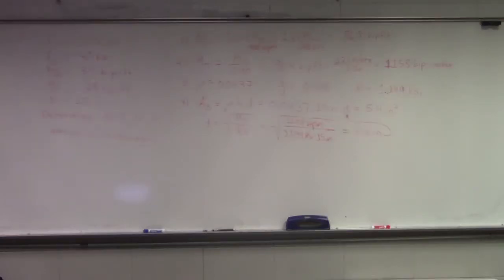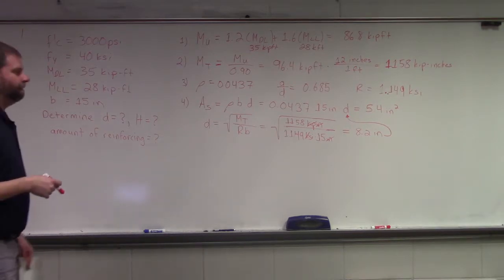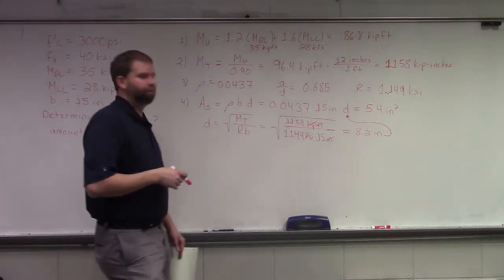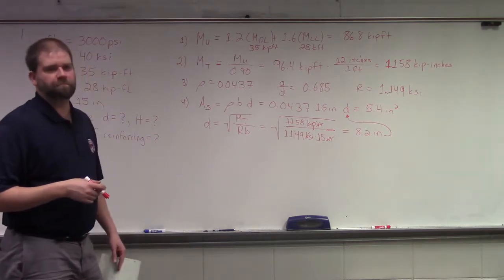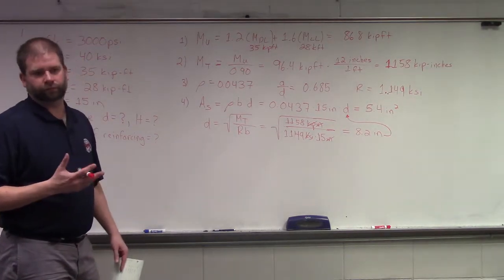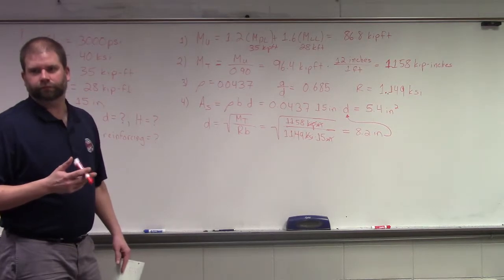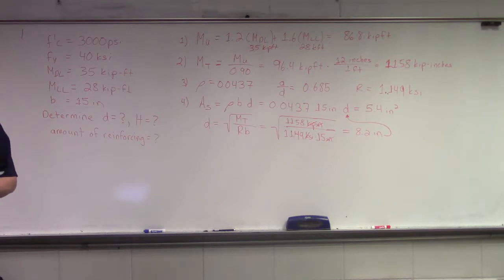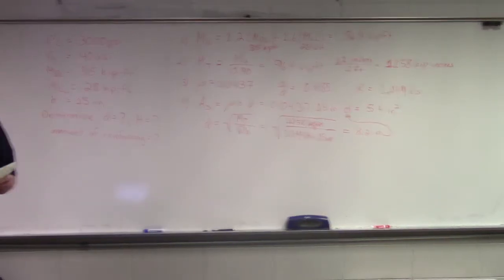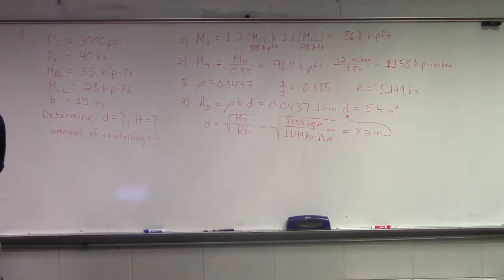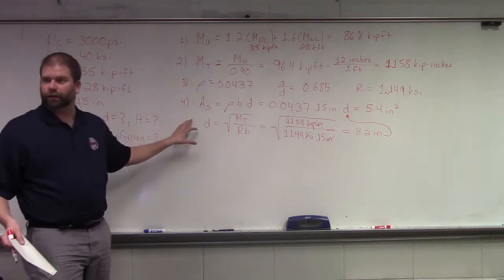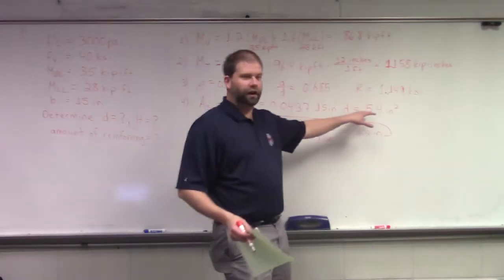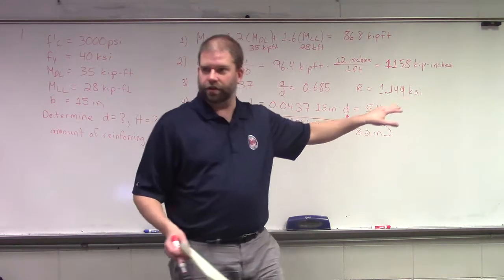Nailed it. So I took 1.149 times 15 and got 17.23. Then I took 1158 divided by 17.23 and square rooted that. That's 8.2. Okay, everybody good? We're in agreement that D equals 8.2 inches, and that our area of steel required is 5.4 square inches.